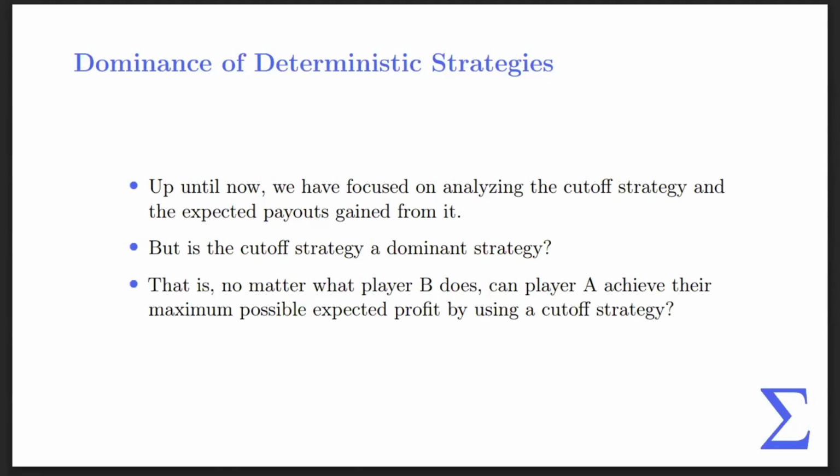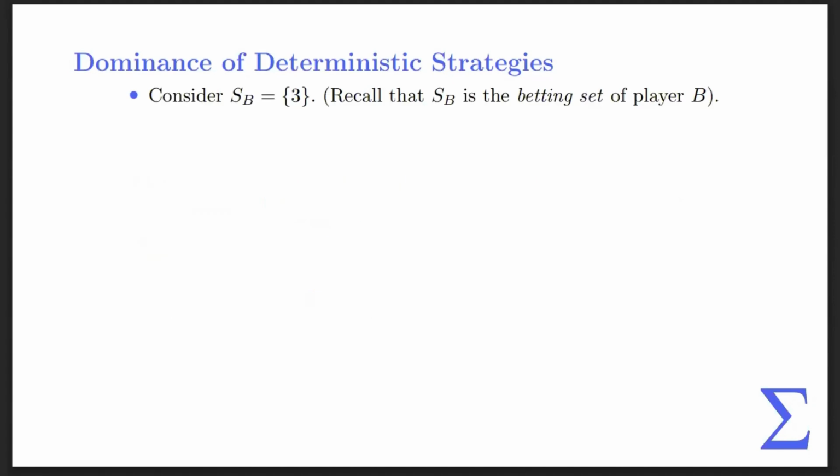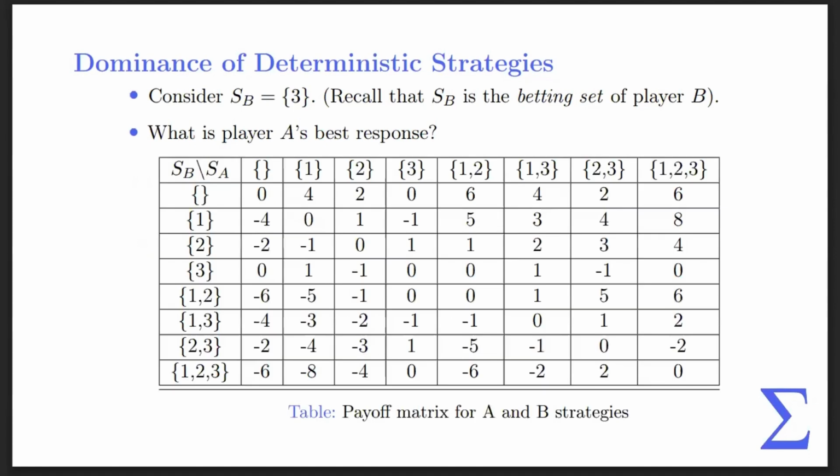Okay, good guess. So let's consider this example. Remember that we're going back to the idea of betting sets. So this means that player B only bets on 3. Let's figure out what player A's optimal response is. In order to do that, I gave you this table again. Remember that these are player B strategies, and those are player A strategies. So what is player A's best response?